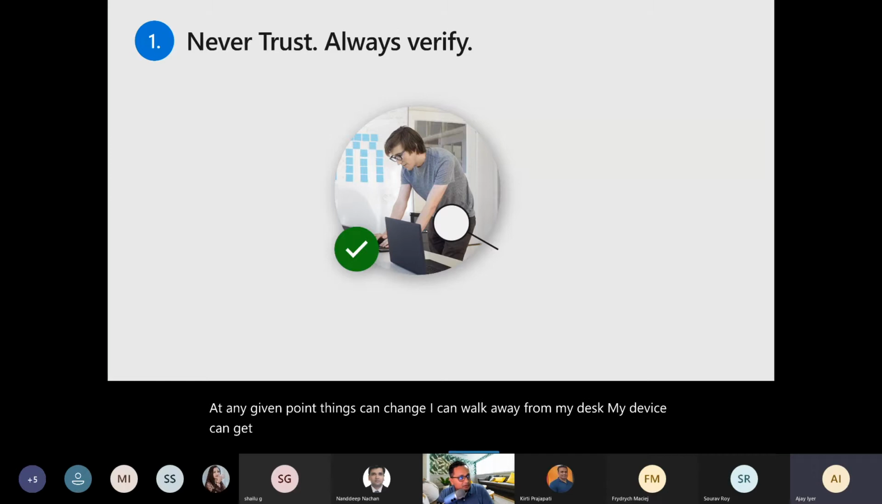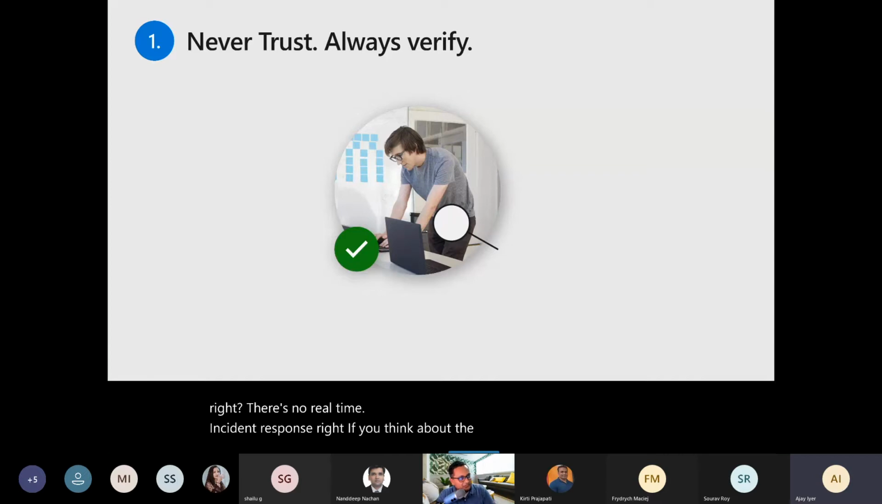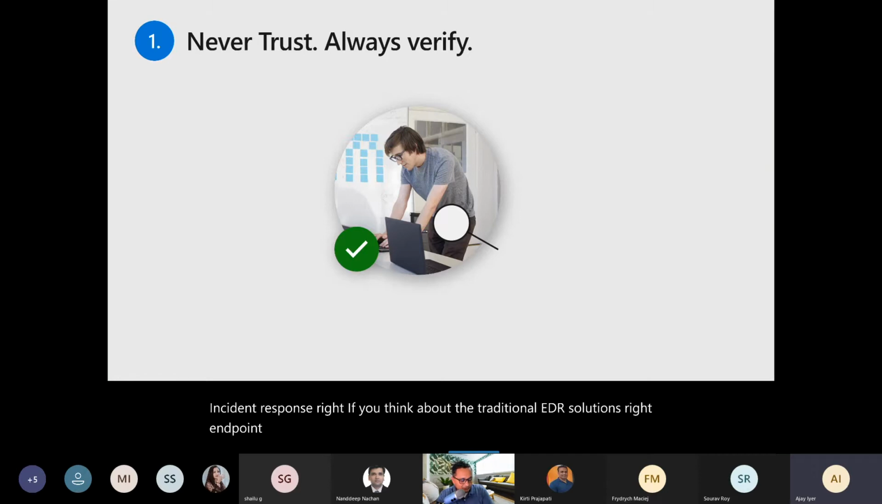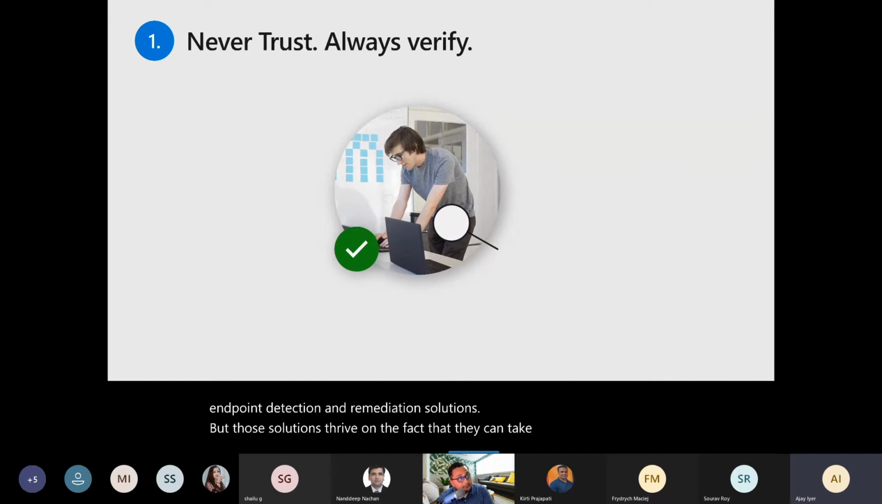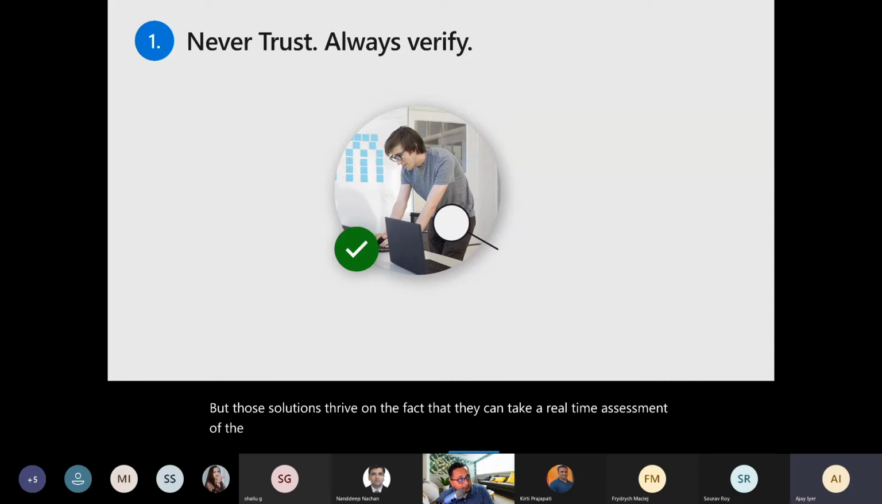I can get malware installed on my machine, right? There's no real-time incident response. If you think about the traditional EDR solutions, endpoint detection and remediation solutions, those solutions thrive on the fact that they can take a real-time assessment of the devices, and if the devices are compromised, there's real-time detection and remediation of that happening, right? That's the EDR part of it.